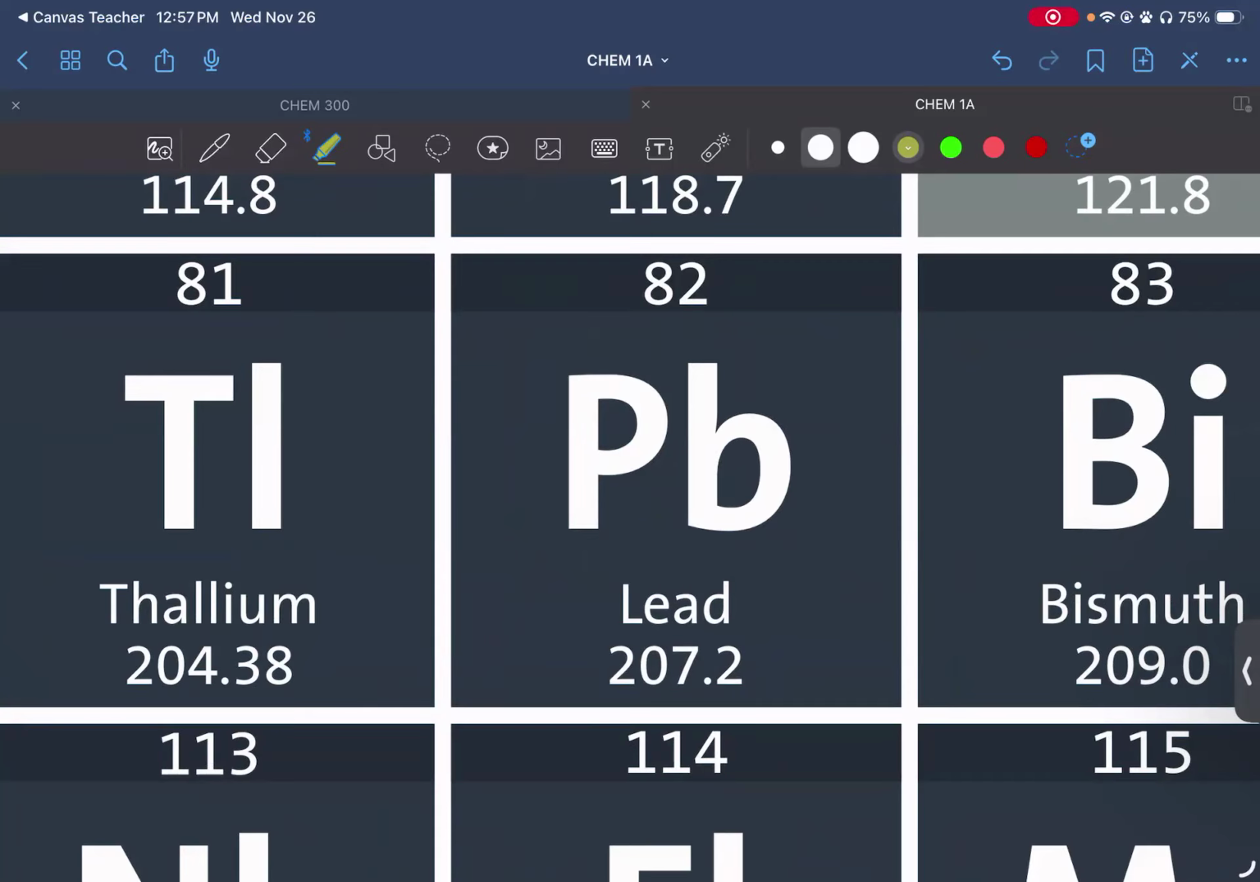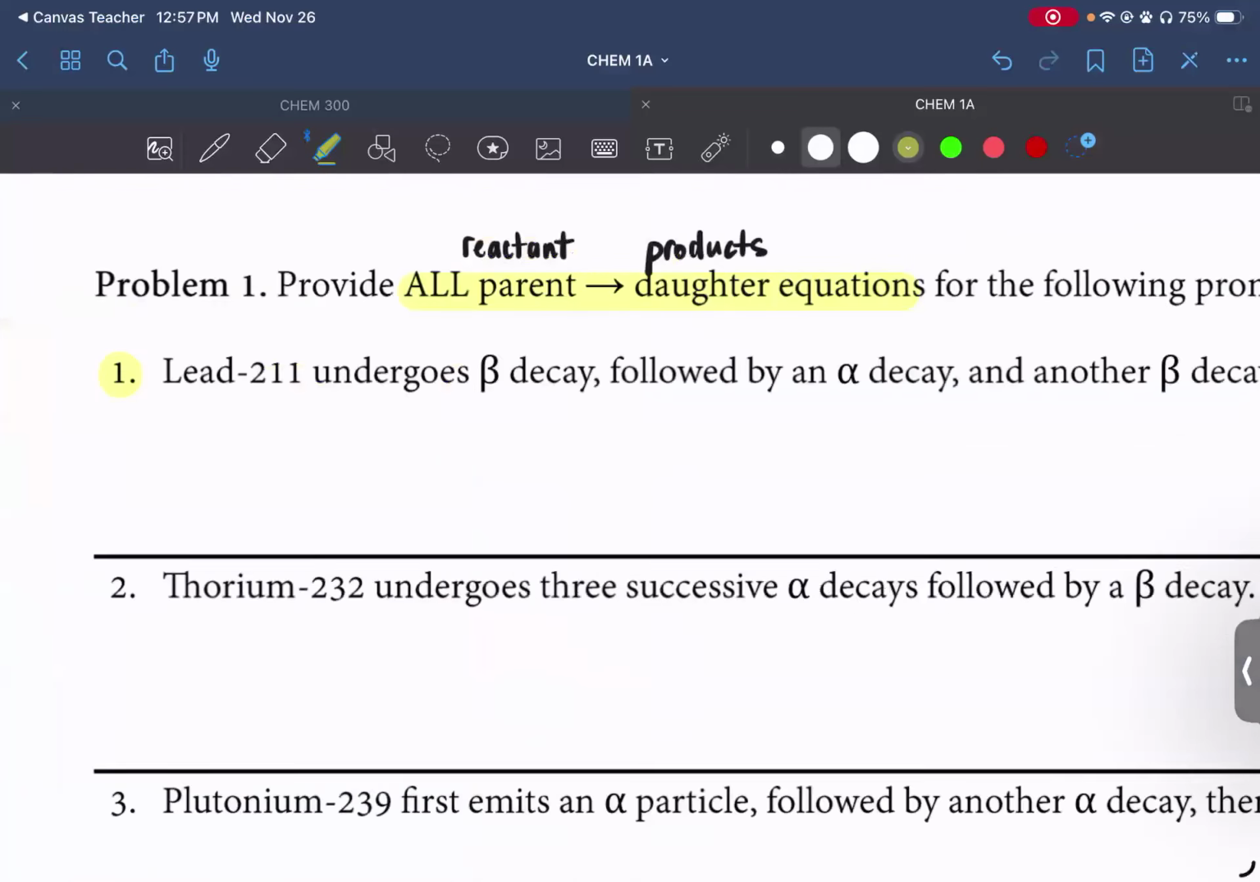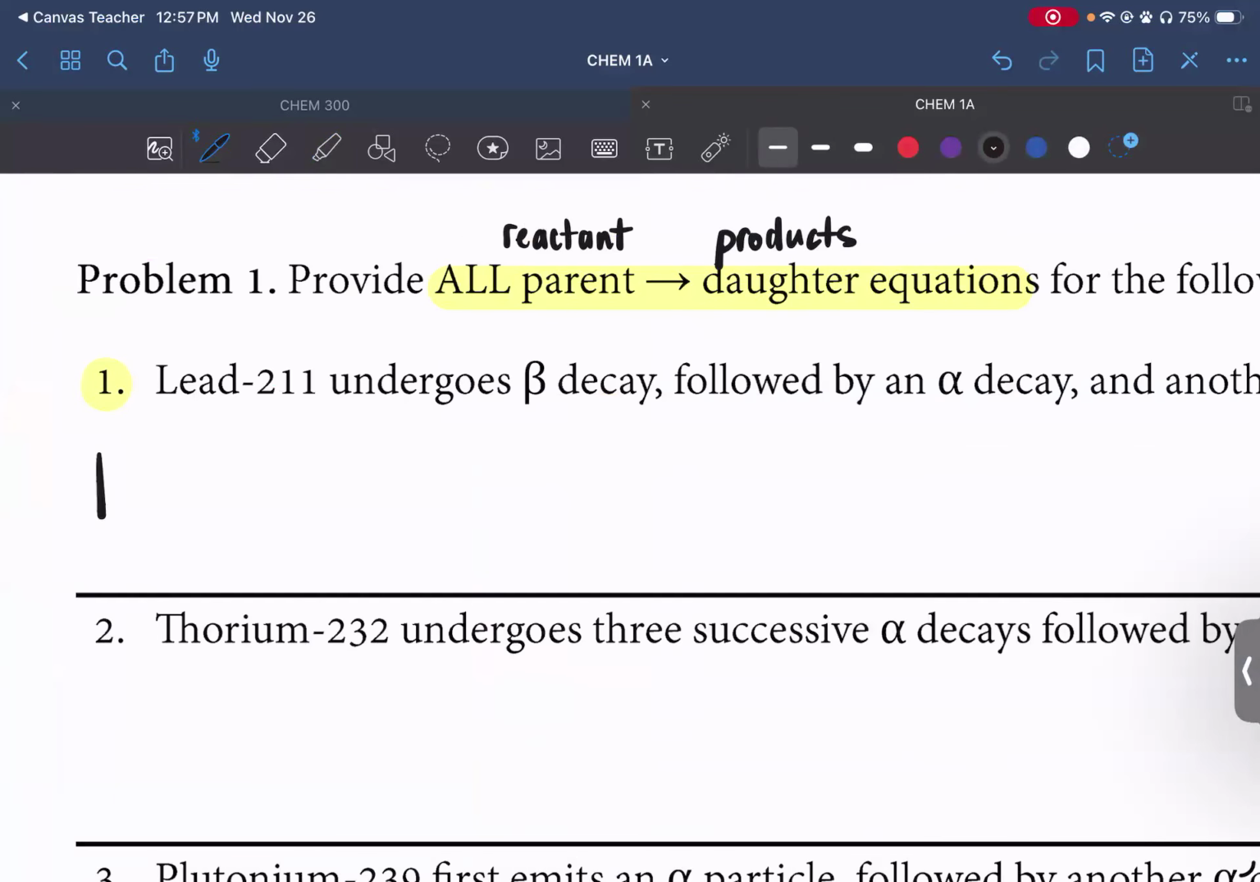And the fact that it's not exactly 211 shouldn't be a problem, because a different mass just means isotope. This is how we know beyond a reasonable doubt that we're dealing with lead that has atomic number 82. And we're told it has a mass of 211. Remember, the fact that the mass does not match is not a problem. It simply reflects that we're dealing with an isotope.